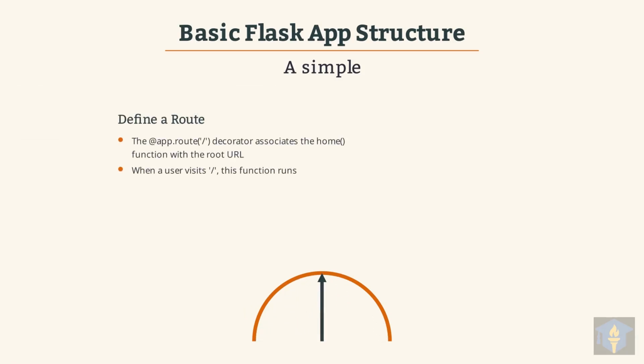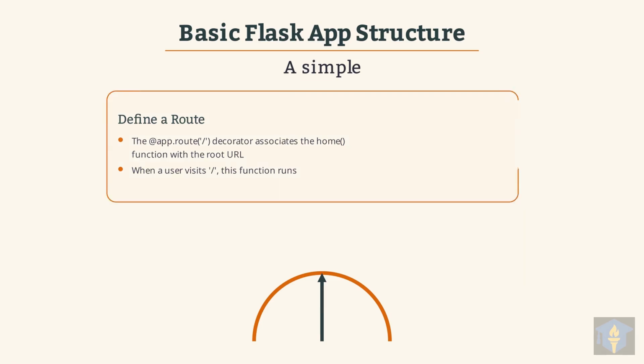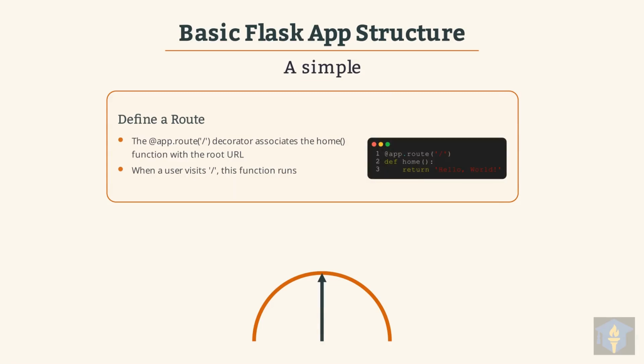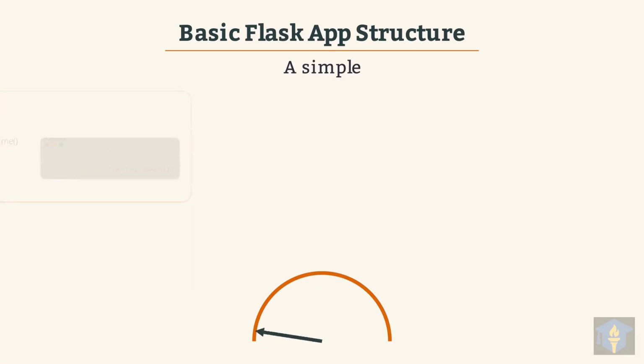Next, we define a route, which tells Flask what to do when a specific URL is accessed. The @app.route decorator links the home function to the root URL, executing it on access. This snippet defines the root route, which simply returns hello world when visited by a user.